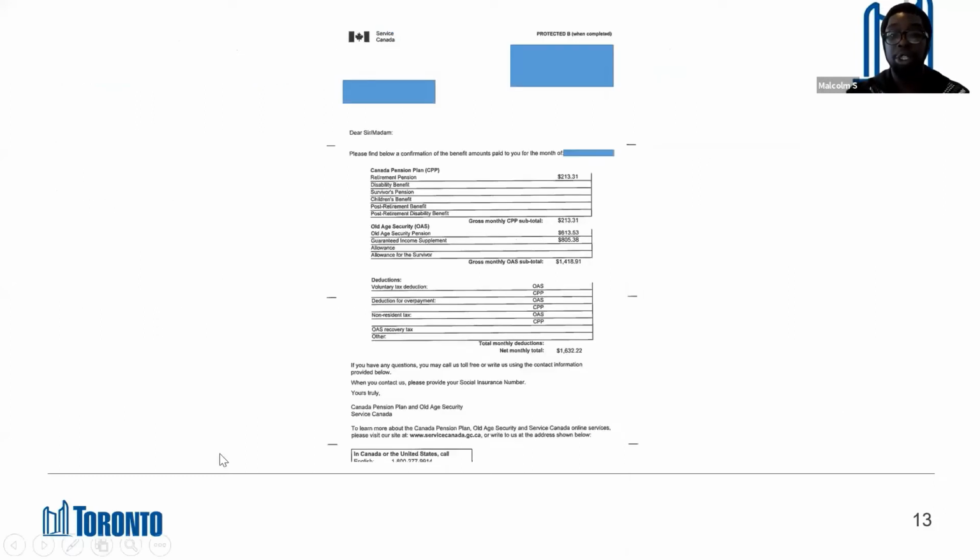So I can show you an example of what that looks like. You can see here, it just has a monthly breakdown of what the client would be getting on a monthly basis. For their CPP, they get $213 right here. They get $613 for their OAS, and they get gains for another $805 there. So you can see the monthly breakdown. And once I was able to get this information, the housing application was able to go through.